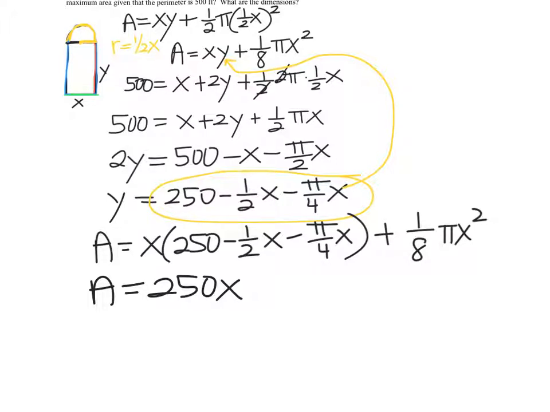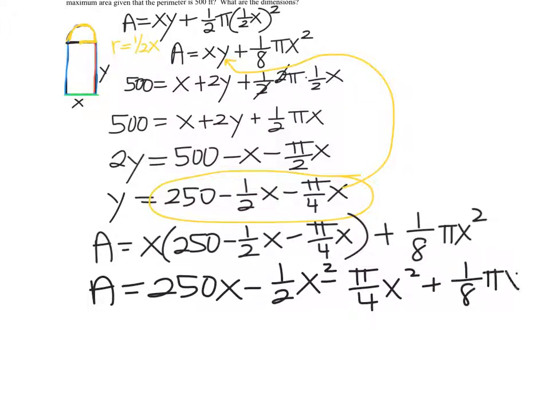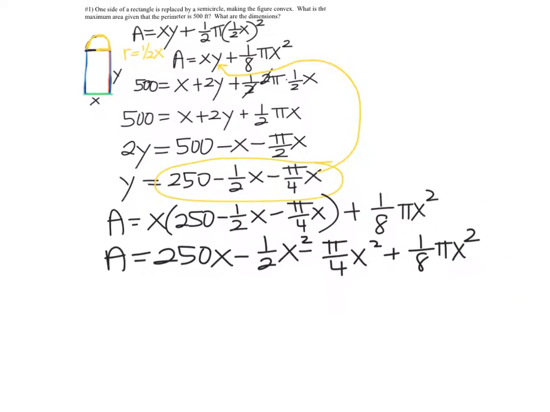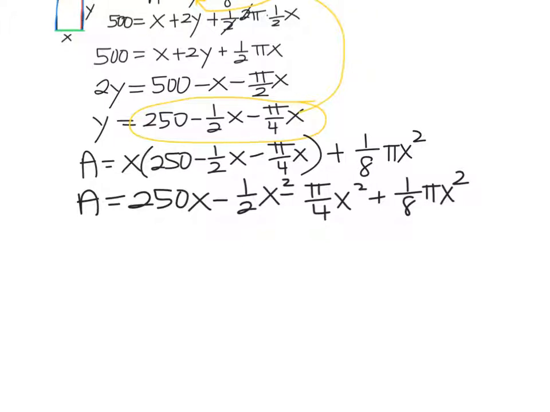All right, 250x minus 1/2 x squared minus pi over 4x squared plus 1/8 pi x squared. Really bad, huh? Okay. You can combine stuff, but I always think people don't like it because they're all different fractions. Let's just take the derivative. You won't need to do all that.